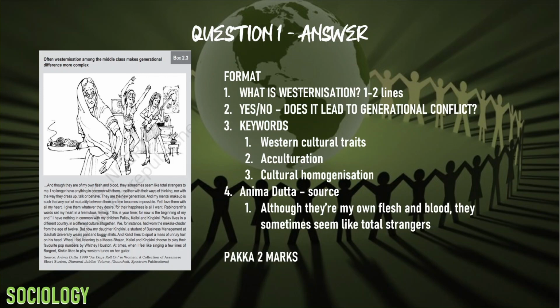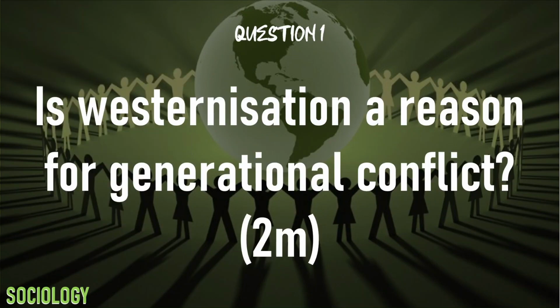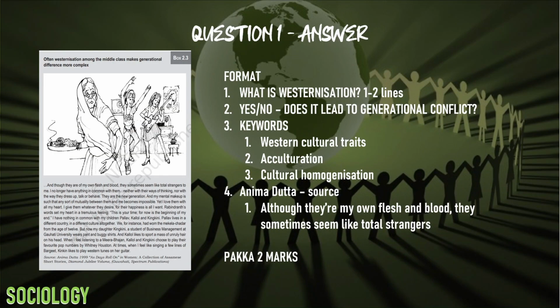And then the second part, which a lot of people tend to miss, is answering yes or no. The question is, it's a yes or no question at its roots. It's asking, is westernization a reason for generational conflict? So you have to establish whether it's yes or no. Obviously, the answer is yes, so you'll write yes, it does lead to generational conflict. And then you'll start explaining why.